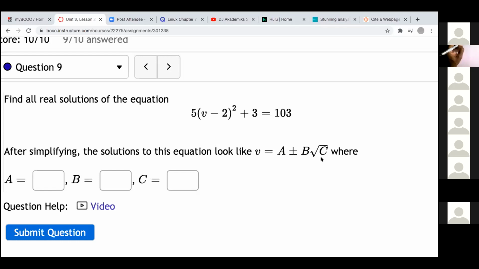Let's copy this one down, and hopefully we'll get a little bit more participation in this answer. Give me another minute to copy it down.